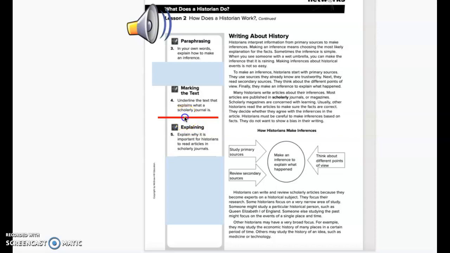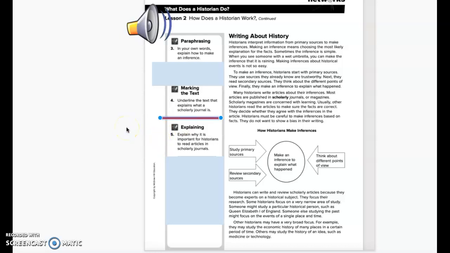So you're going to click on the red line here and you're going to drag it over into the reading to underline the text explaining what a scholarly journal is. Number 5. Explain why it is important for historians to read articles in scholarly journals.